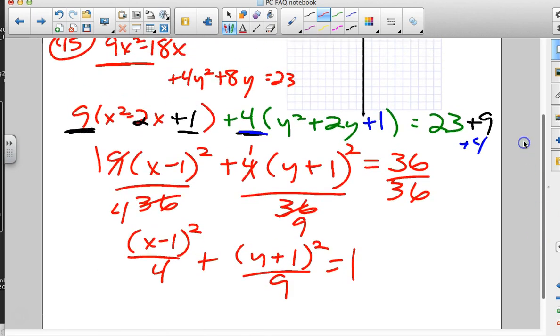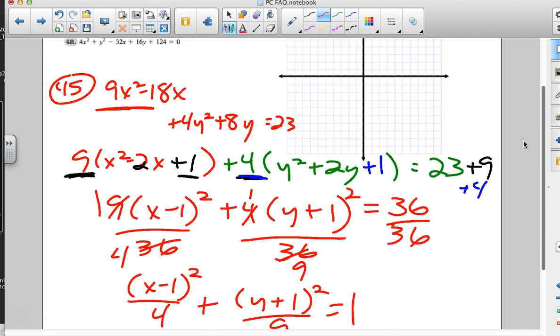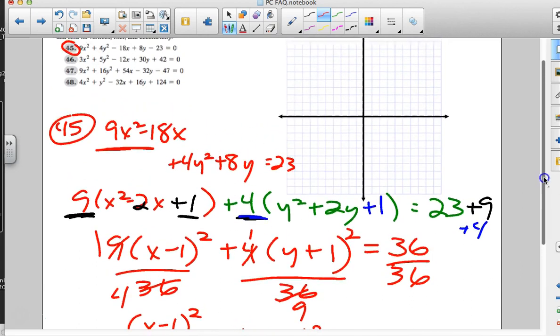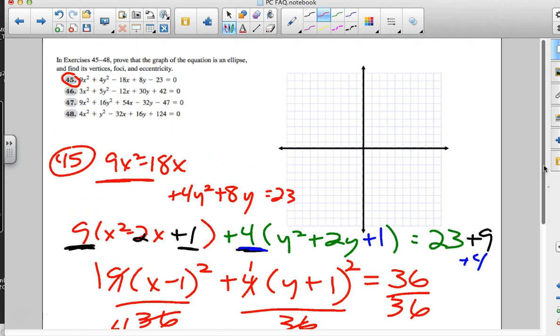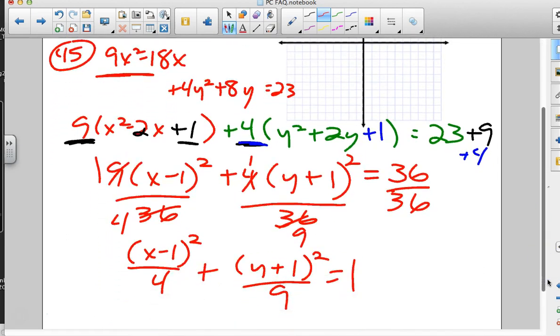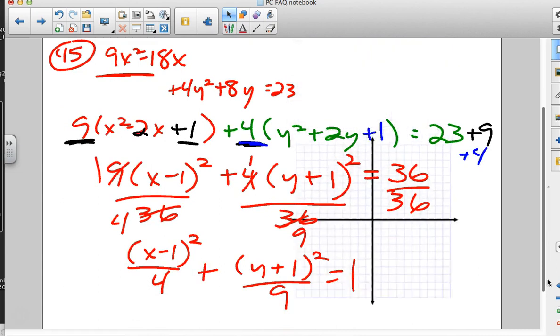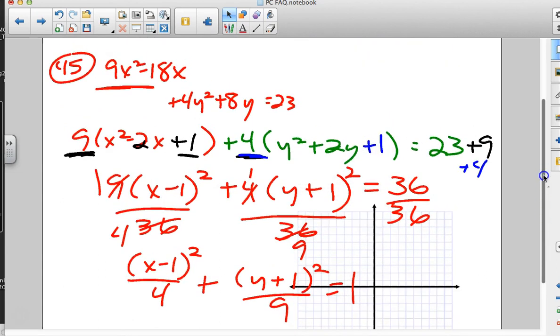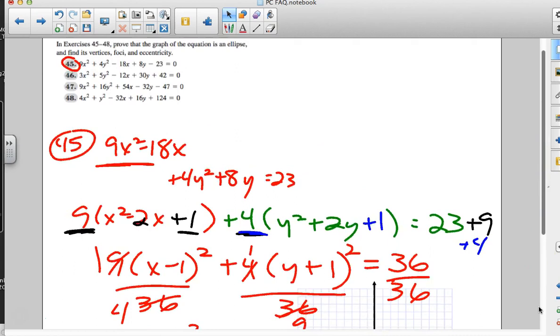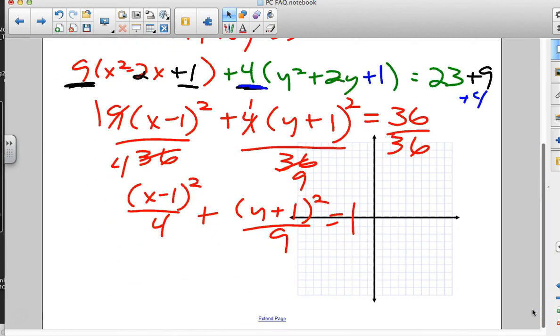All right, now, what to do? Well, let's go back and see all the good stuff that they wanted us to do. This was the first piece, and that was prove that the graph of the equation is an ellipse. We now have it in the right form. Now what we want to do is find its vertices, its foci, and we're not going to do eccentricity. So let me bring this down. Vertices and foci. Oh, come on, smartboard, behave. There we go.